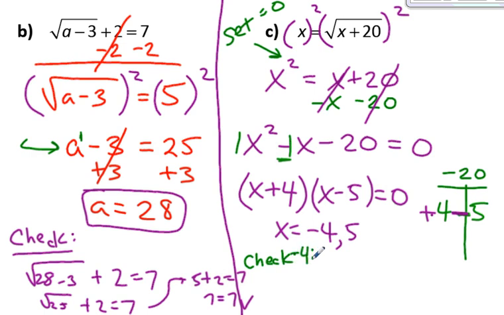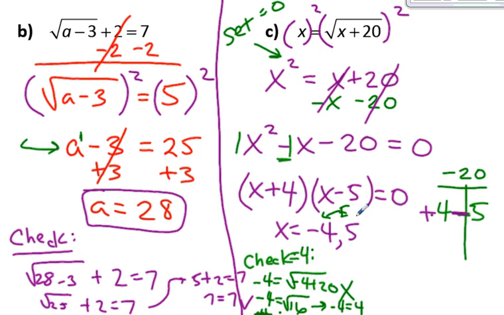negative 4 first. Okay? So if I plug in negative 4, we get negative 4 equals the square root of negative 4 plus 20. And so you get negative 4 equals the square root of 20 minus 4, which is 16. So the square root of 16 is positive 4. So you get negative 4 equals positive 4, sorry, I'm running out of space, which does not work. So what that means is negative 4 is an extraneous solution.